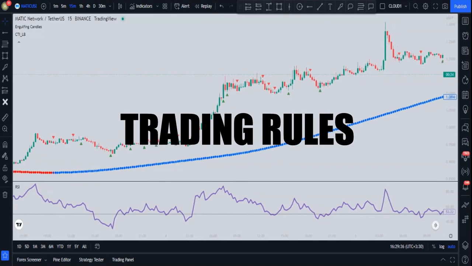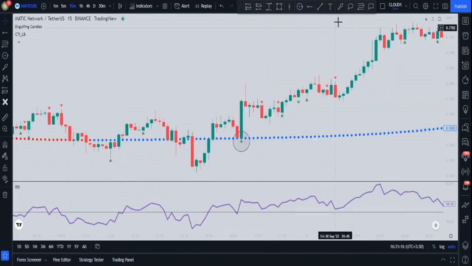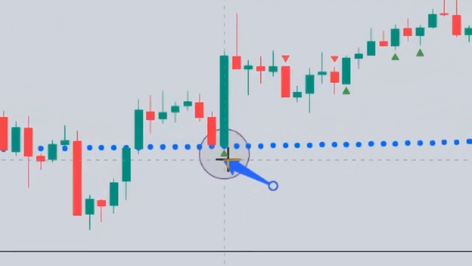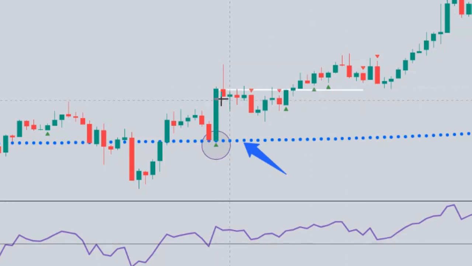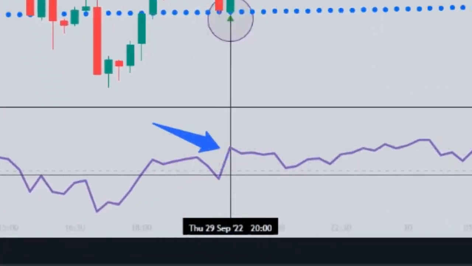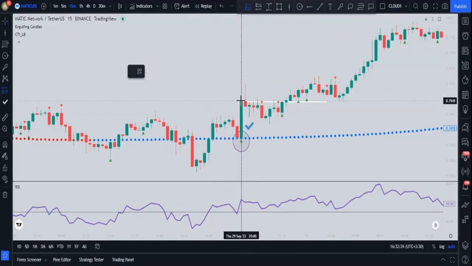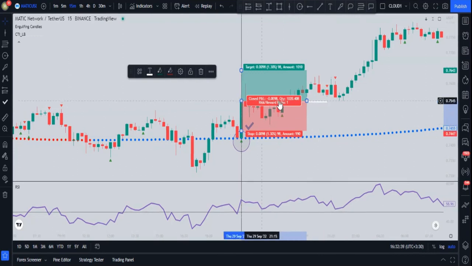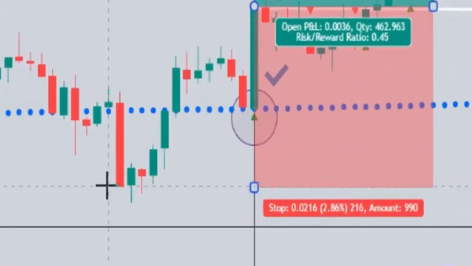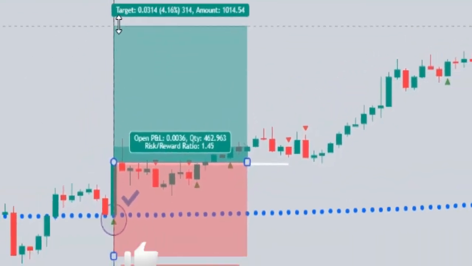the trading rules. So for a buy signal to be valid, the following conditions must be met. First, a green triangle must appear below the candlestick. Second, the CTI indicator dots should be below the price action. And third, the RSI should be above the 50 line. So when all these conditions are met, our buy signal is valid and we can take the buy order. The stop loss would be just underneath the recent swing low, and the great take profit would be 1.5 times greater than the stop loss.